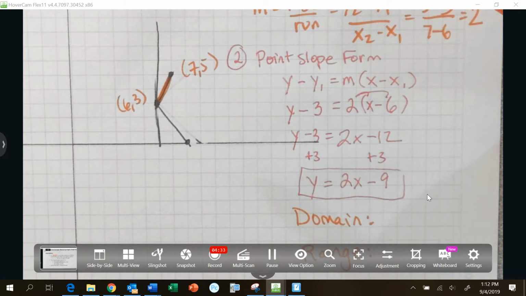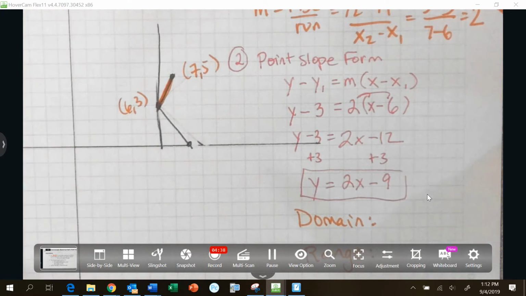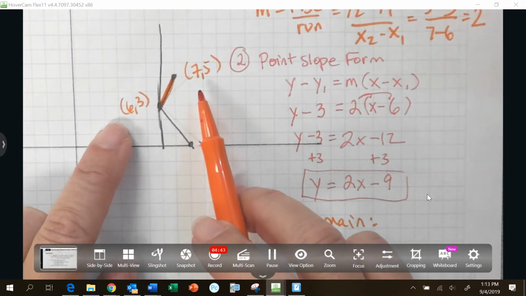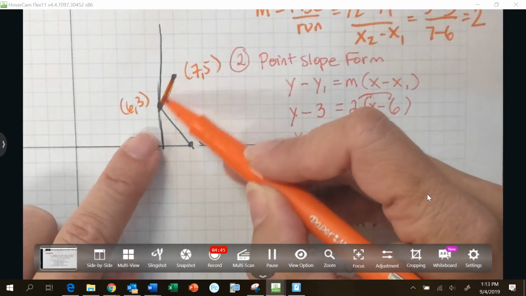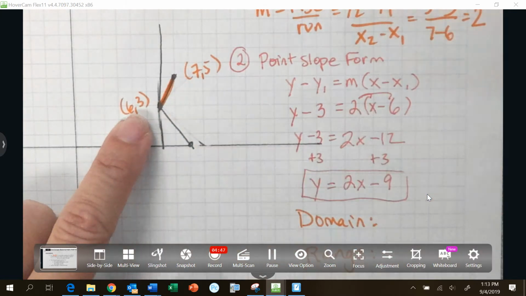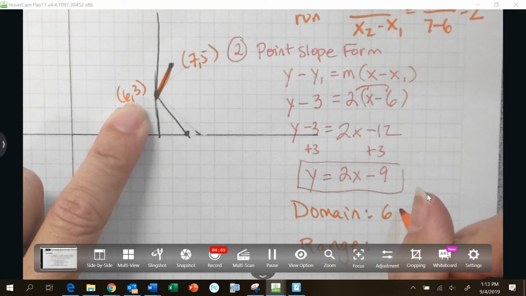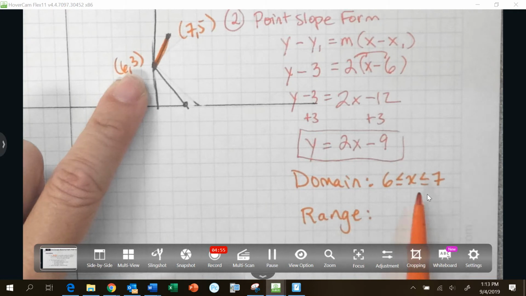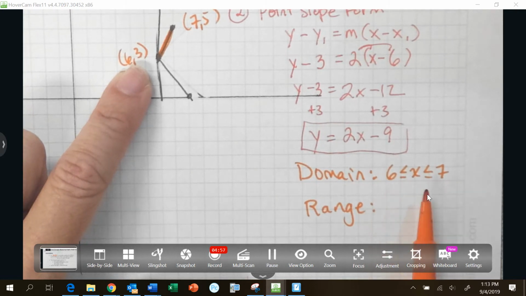So you guys are going to tell me, domain is what? The x's. So we're going to look at just the x numbers. It's going to start at 6 and it's going to end at 7. And is it everything in between? Okay, to write that, you write 6 less than or equal to x less than or equal to 7. So you're saying that the x values go between 6 and 7.